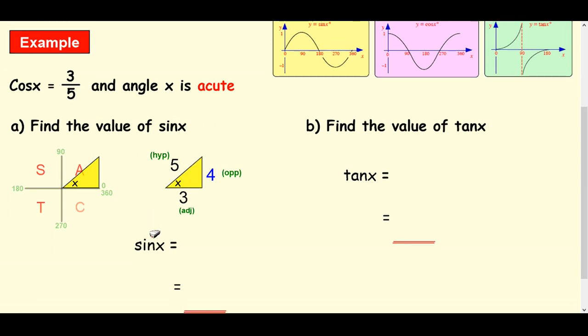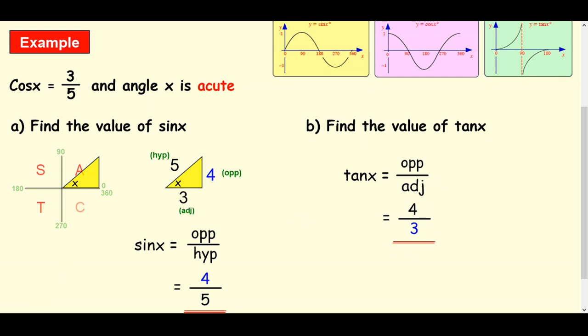Okay, so to get sine x, that will be opposite over hypotenuse. So that's 4 over 5. There we have it. And again, you can change that into decimal, 8 over 10, 0.8 if you wanted to. And to find the value of tan, use the same triangle, which is opposite over adjacent, which would be 4 over 3.